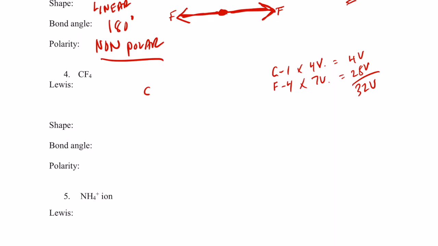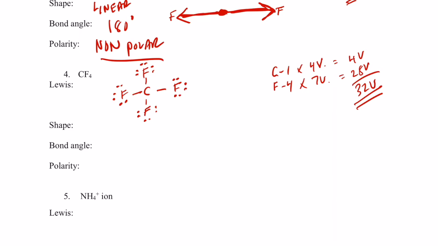Well, let's draw this Lewis structure. We'll put a fluorine on all 4 sides. Notice that completes carbon's octet. And then we'll complete the octet around each fluorine by giving each fluorine 3 more pairs. And count them up. Guess how many electrons we've used? That's right, we've used 32.